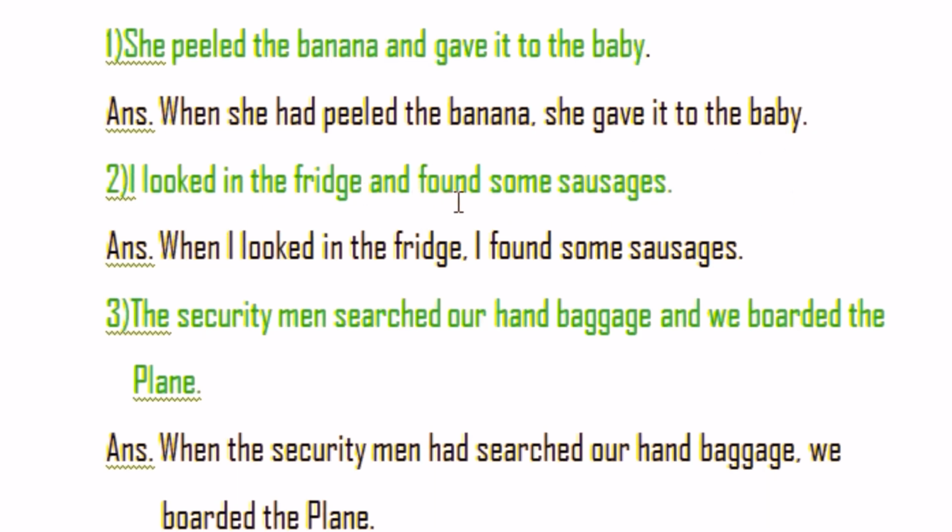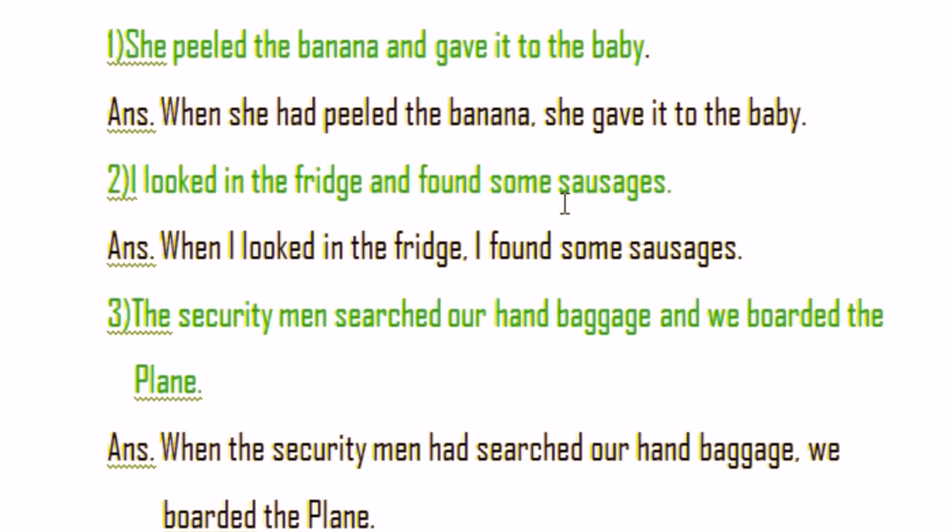Question number 2. I looked in the fridge and found some sausages. Looking in the fridge is the first action, finding some sausages is the second action. The second action is not a late action, rather it is an immediate action. The person found some sausages while looking in the fridge, all at once. That is why: when I looked in the fridge, I found some sausages. You have to use when plus simple past plus simple past.